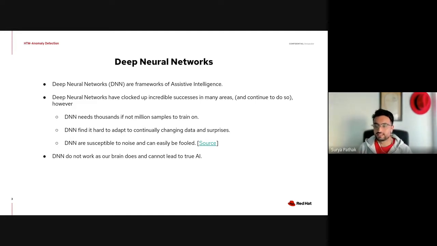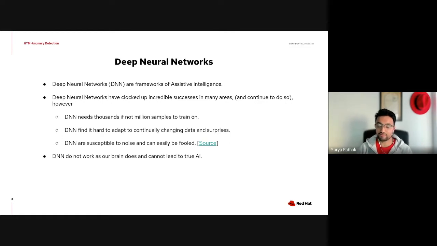Whenever I talk about artificial intelligence, deep neural networks come into the picture. Deep neural networks have immense applications in different industrial fields, be it healthcare, be it technology like fraud detection and so on. But they do have a lot of limitations as well. They need thousands, if not millions, of samples to train on. They find it very hard to adapt to continually changing data and surprises. And they are also susceptible to noise and can easily be fooled.